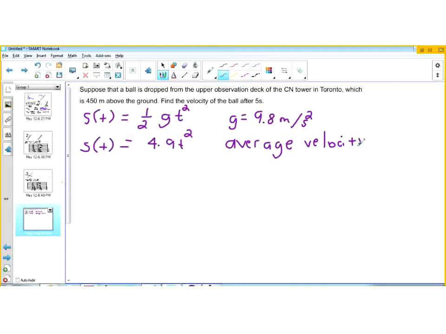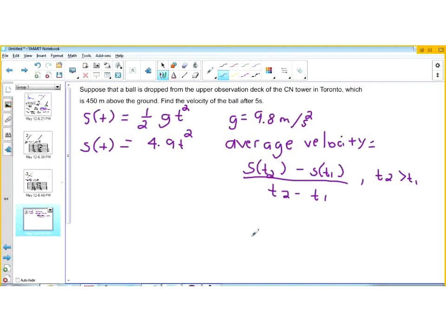So average velocity is equal to the position, say at some time t2, minus the position at some time t1, divided by the change in time, where t2 is greater than t1. Okay, so t2 is greater than t1.